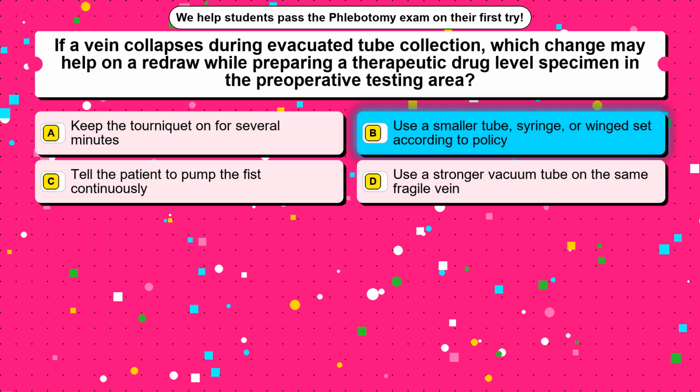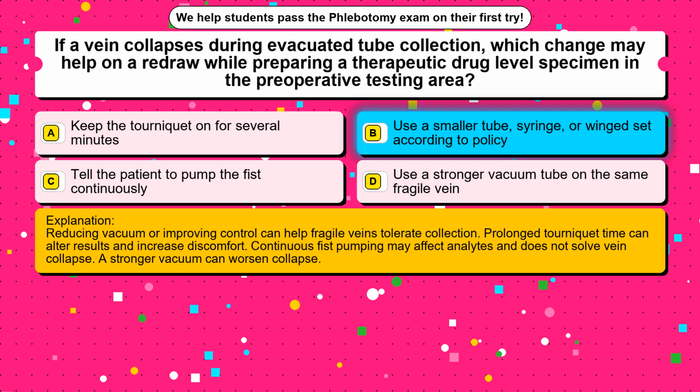The correct answer is option B. Use a smaller tube, syringe, or winged set according to policy. Reducing vacuum or improving control can help fragile veins tolerate collection. Prolonged tourniquet time can alter results and increase discomfort. Continuous fist pumping may affect analytes and does not solve vein collapse. A stronger vacuum can worsen collapse.